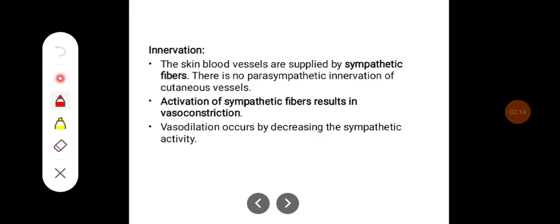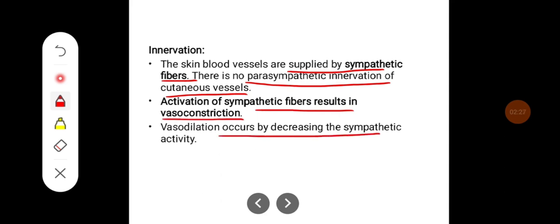The skin blood vessels are supplied by sympathetic fibers. There is no parasympathetic innervation of cutaneous vessels. Activation of sympathetic fibers results in vasoconstriction, and vasodilatation occurs by decrease in the sympathetic activity.